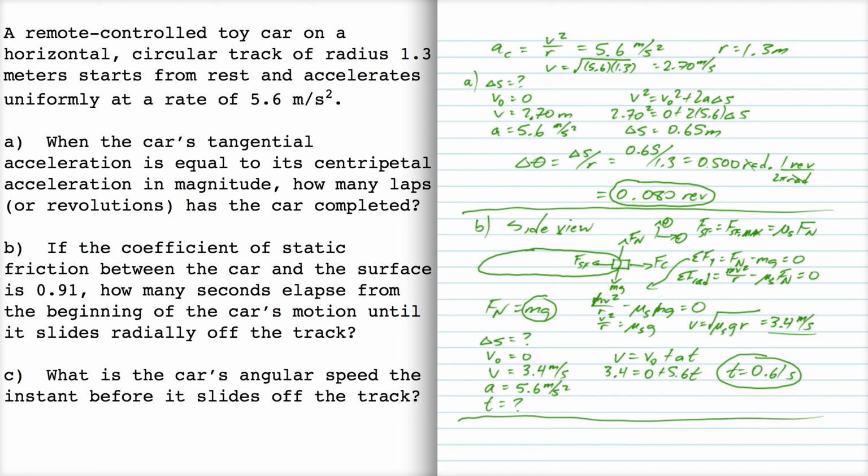Finally, it asks, what is the car's angular speed the instant before it slides off the track? Well, the linear speed is 3.4 meters per second. The angular speed is just the linear speed divided by the radius, so that's just 2.6 radians per second. So that part was pretty easy.